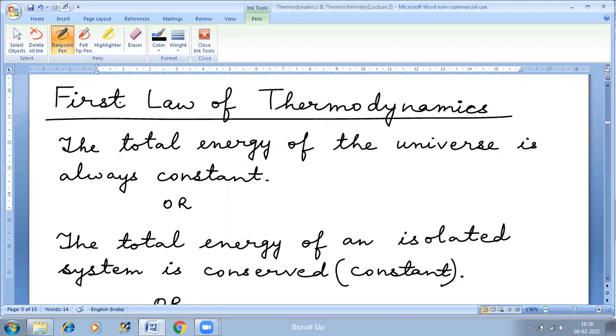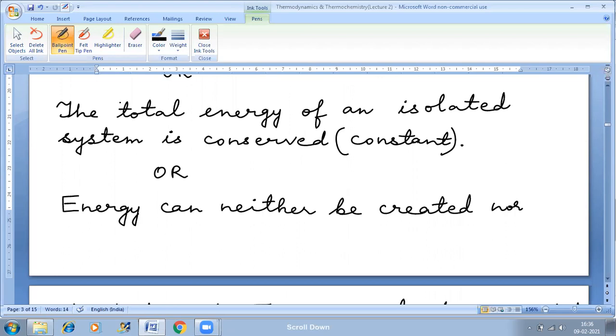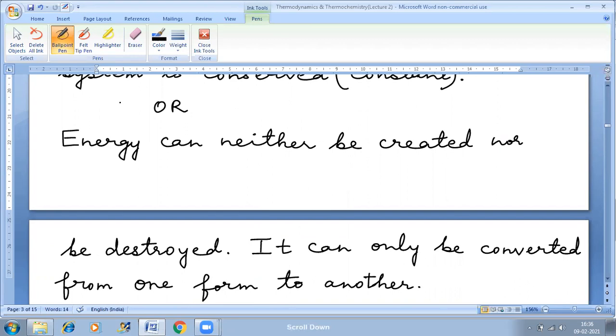All these three are the same. That means all three statements would ultimately mean the first law itself. So the first statement is the total energy of the universe is constant. The second statement is the total energy of an isolated system is constant. And the third statement is energy can neither be created nor be destroyed. It can be converted from one form to another.